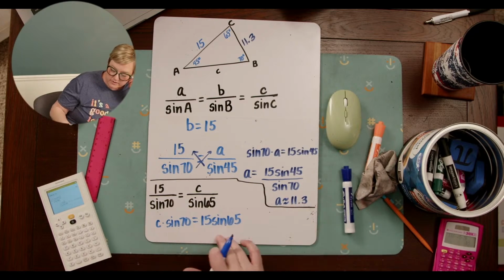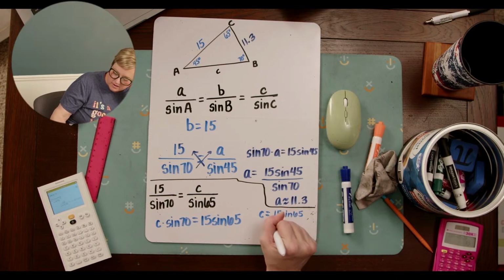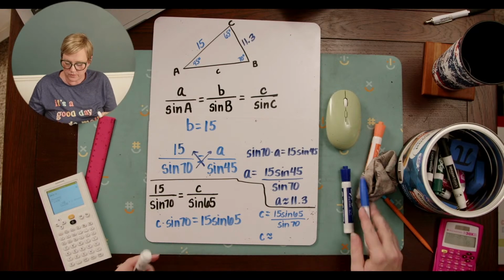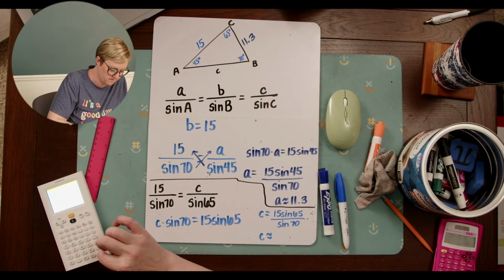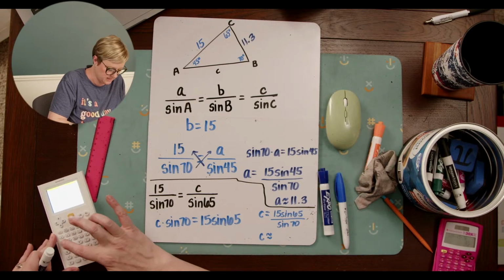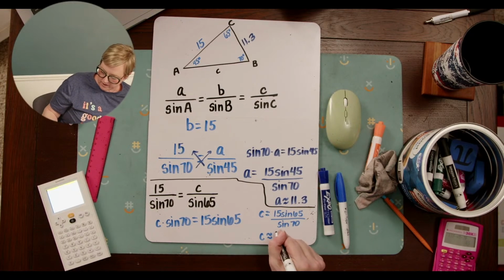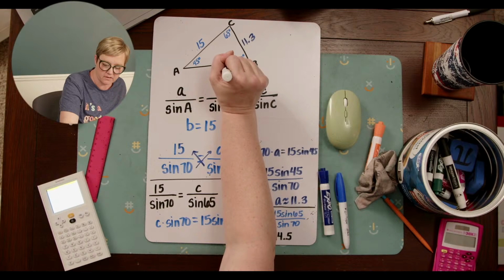And then I'm going to divide both sides by sine 70, so I get C equals 15 sine 65 divided by sine 70. Very similar, but just a little different, right? So I get that side length C is approximately 14.46, so it's about 14.5. So that is our triangle all solved using law of sines.